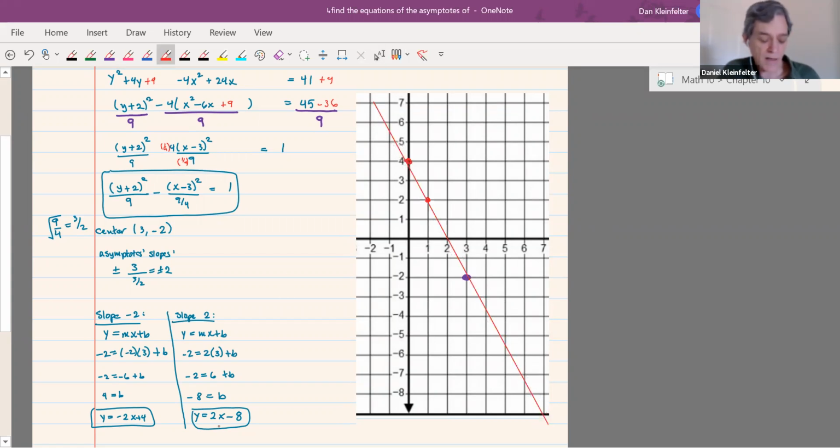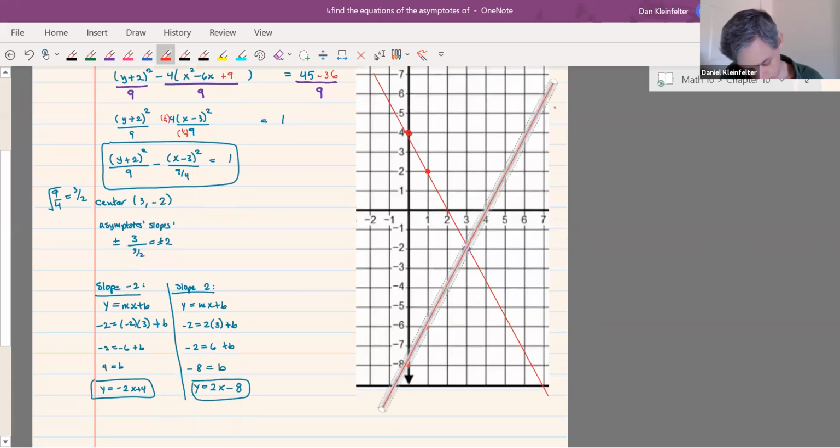Okay, and then the other one has a y-intercept of -8, and it has a slope of +2, so we'll go up 2 and then right 1, and then draw that line. And then additionally, that had better pass through the center that we found. Okay, so that looks good.